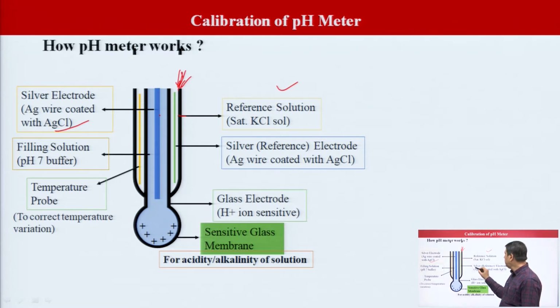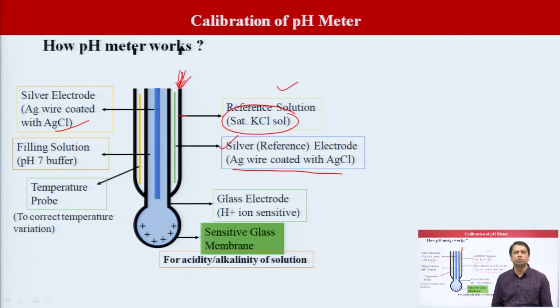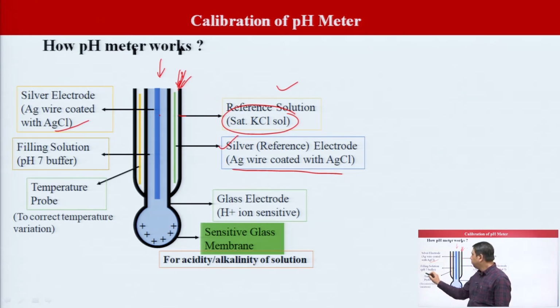This electrode is also made up of silver wire, which is again coated with silver chloride. But here you can see there are two different solutions. The reference electrode is dipped in the reference solution, which is saturated KCl solution. Whereas, the electrode represented here in blue color is dipped in a filling solution which is pH 7 buffer.